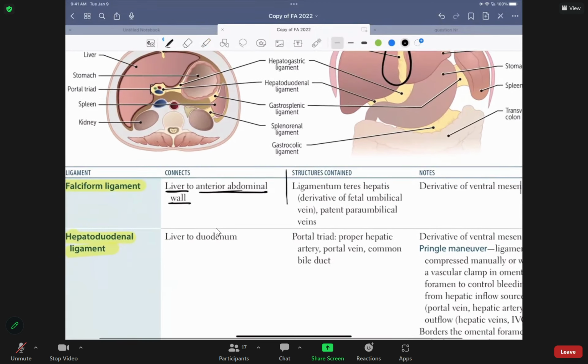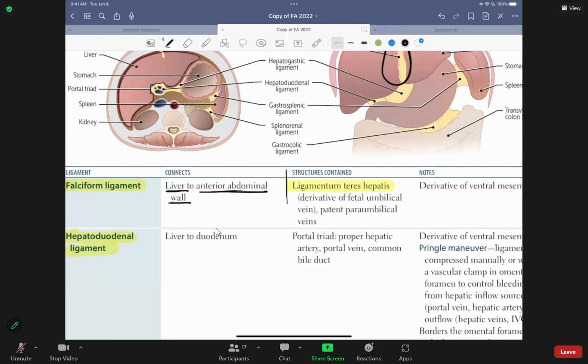Now this is important. This falciform ligament is keeping another ligament inside, what we call ligamentum teres hepatis. So if I cut and open the falciform ligament, I see another ligament inside. So it's like one ligament is holding another ligament. Is that clear, folks? So that's called ligamentum teres hepatis.